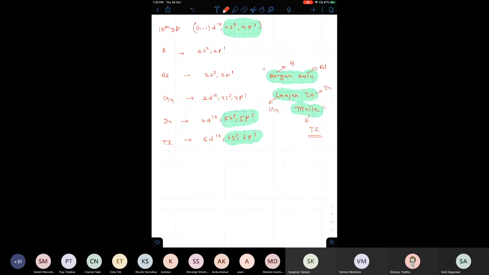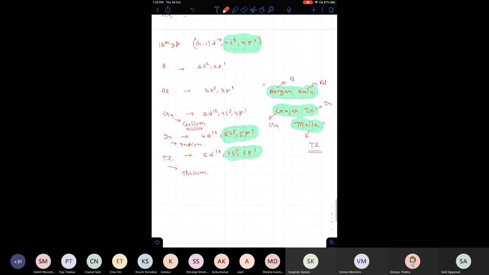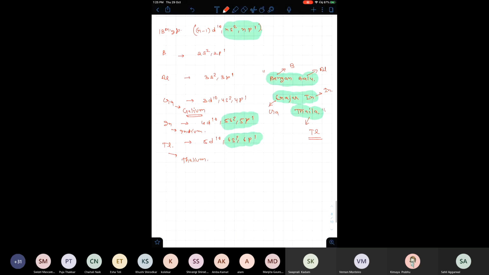Okay, this is thallium, this is indium, this is gallium. Done, all of you? Okay.